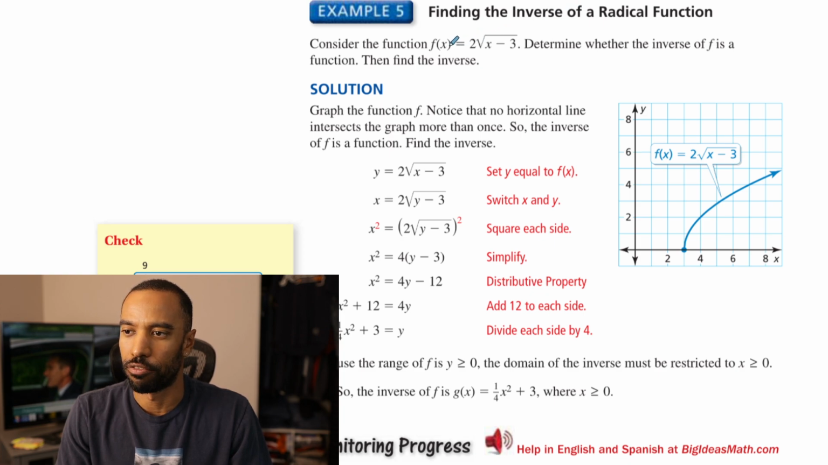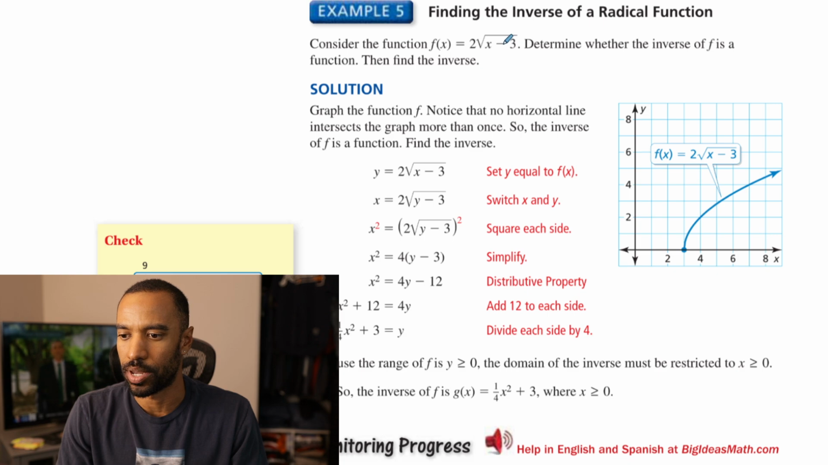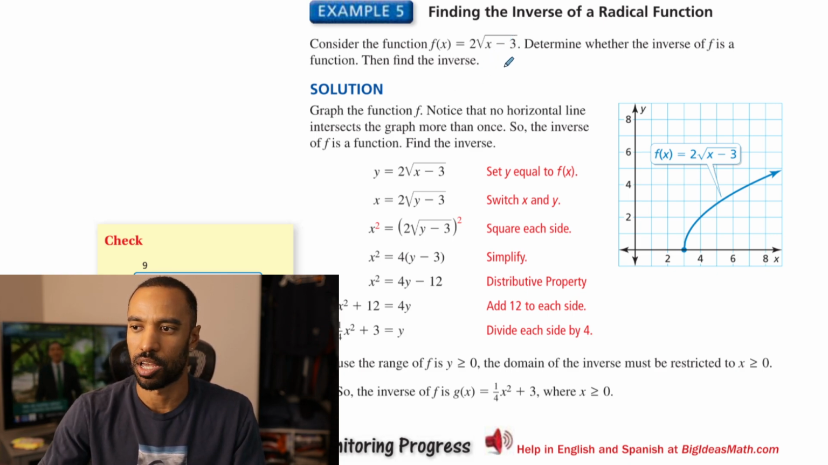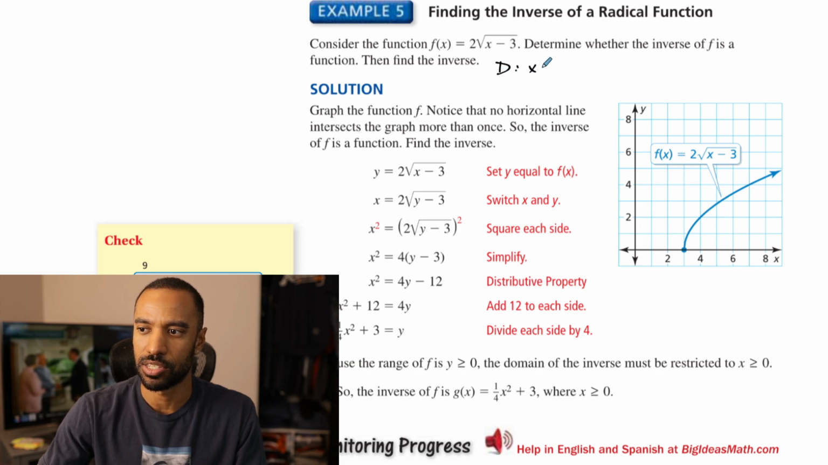Finding the inverse of a radical function. This time we have f of x equals 2 times the square root of x minus 3. Now I'm going to bring this up immediately because I know I'm going to want to for the problems themselves as well. This domain says that the inside of the square root must be greater than or equal to 0. Therefore, x must be greater than or equal to 3 if you add 3 to both sides.